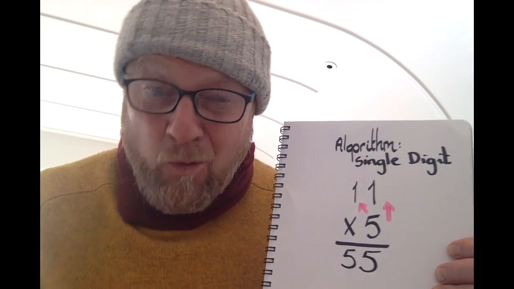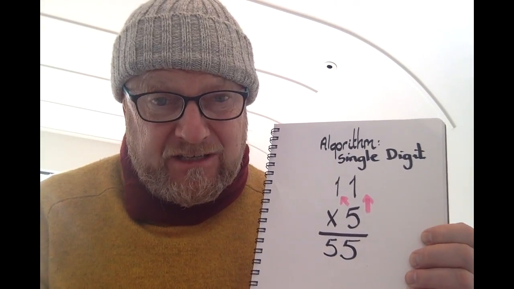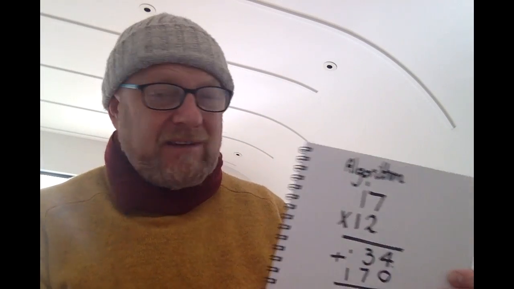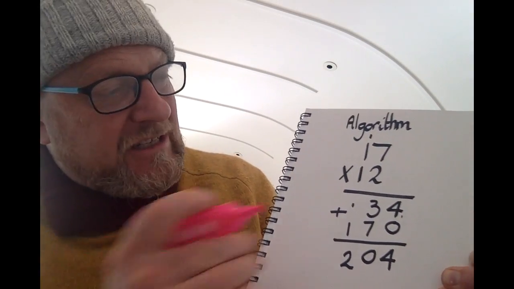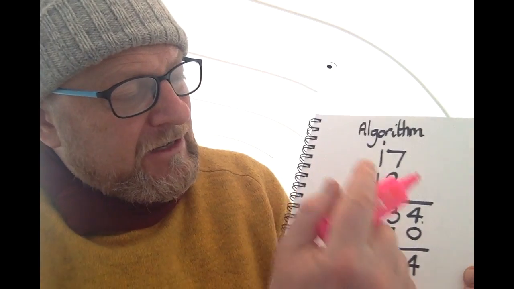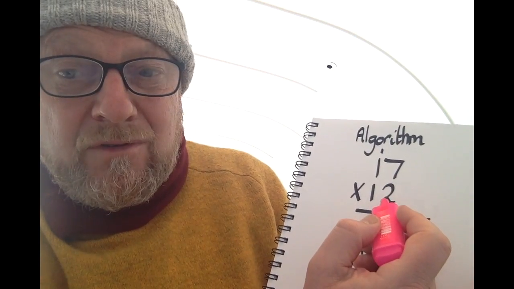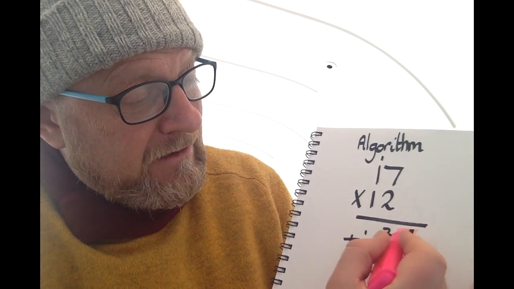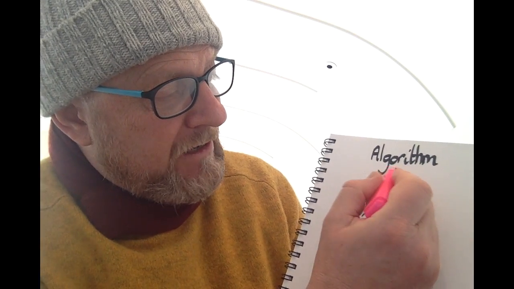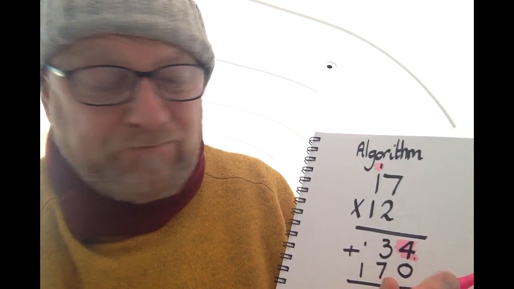But you say, what if it's 2 digits that are multiplying a 2-digit number? Well, let's try it with this one. I've done this one a little bit earlier, so we don't waste time. Now, this algorithm shows us it's 12 times 17. So we do the units first. 2 times 7 is 14. So we put the 4 there, and the 1 goes above the tens in the next column.